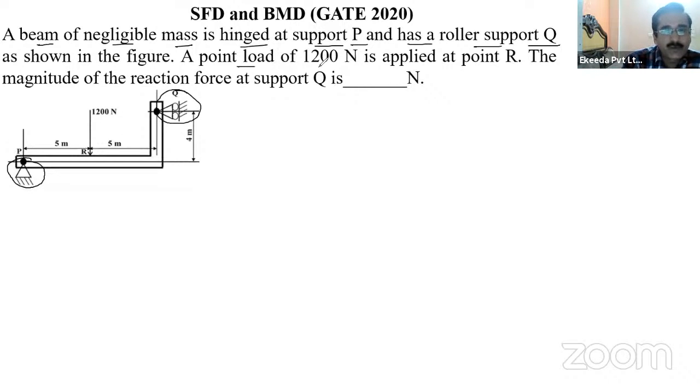A point load of 1200 Newton is applied at the center, 5 meter from the hinge joint at point R. This is point R. The magnitude of the reaction force at support Q, which is a roller joint, is what we have to find out.